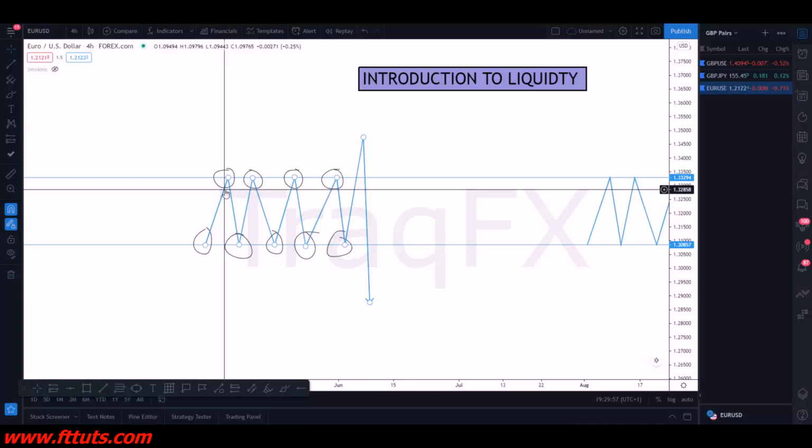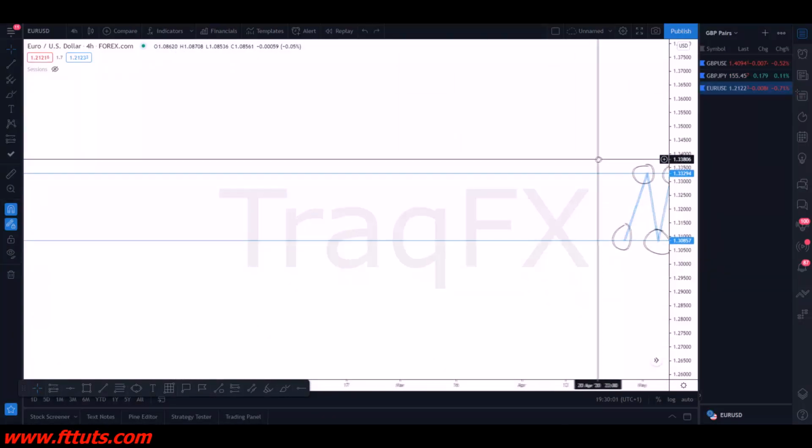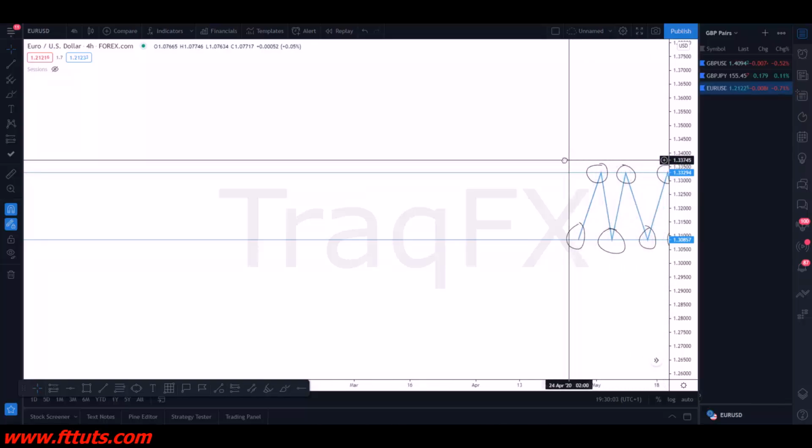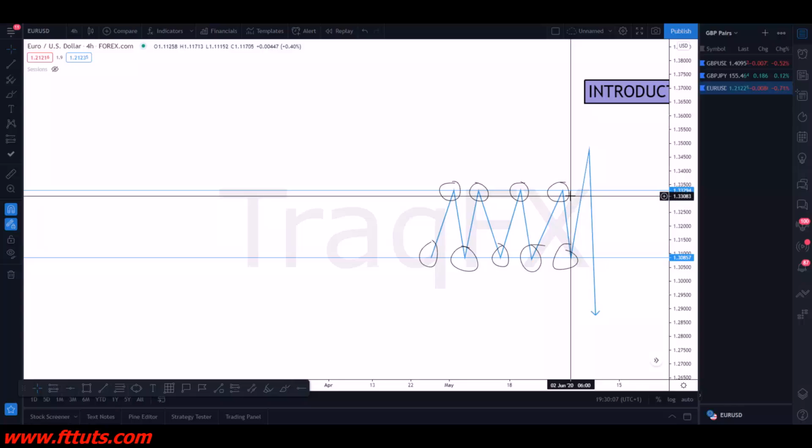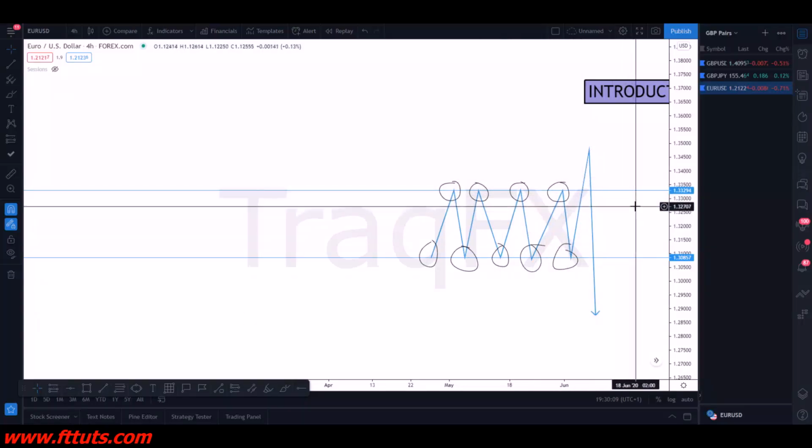So think of this as 1 million positions got added on over here, and then 500,000 positions got added on, and then 100k, and then 20k. So the more tests it gets, the fewer positions are being added on. That's how we should think.